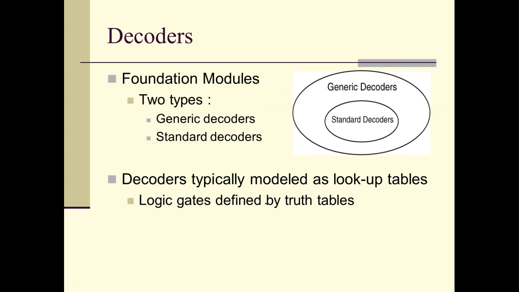So the decoders in general, I classify them as two types, and that's generic decoders and standard decoders. As you can see from the Venn diagram, the standard decoders is just a special subset of a generic decoder. So decoders in general are simply lookup tables. So anytime you can define something like a function or whatever you want to define with a table, it's just super simple to translate that table into some Verilog construct, we'll say. So essentially, if you recall, that logic gates themselves are defined by truth tables.